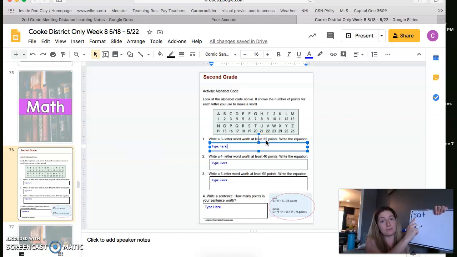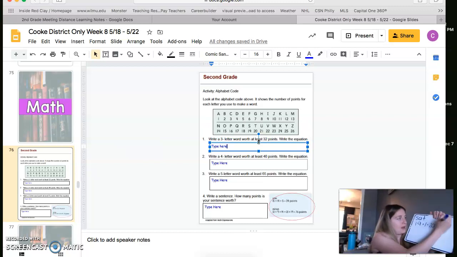Like my beginning letter is bigger, is an S, and I know that was worth more points than my H, which was only worth 8. So let's see if this one will work, if it'll be more than 32 points. Fingers crossed. All right, so S was 19 points, plus A, which was 1 point, plus my T, so I look at my chart again, and that was worth 20. And I'm going to write my equation vertically again, so I can add it. You might be able to solve it in your head. That's fine too.